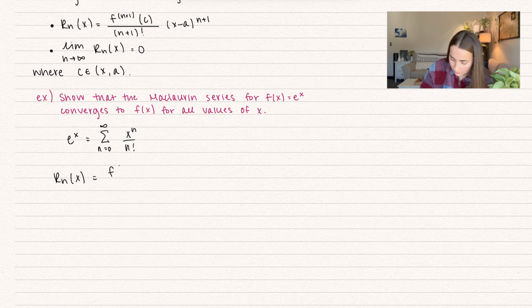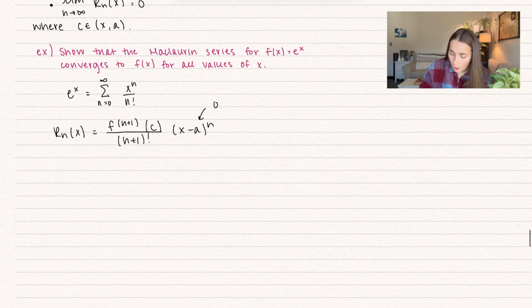So this is equal to the n plus 1 derivative evaluated at some number c divided by n plus 1 factorial times x minus a to the power of n plus 1. Remember, in this case, it's a Maclaurin series, so we know this a is equal to 0. Okay, so what is always the derivative of e to the x? e to the x. So this is going to be e to the power of c divided by n plus 1 factorial times x to the power of n.